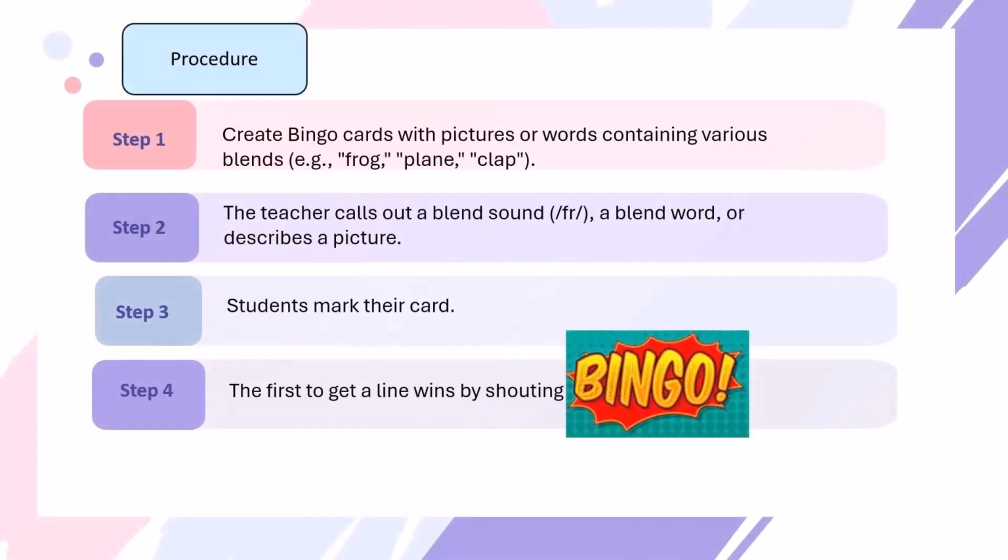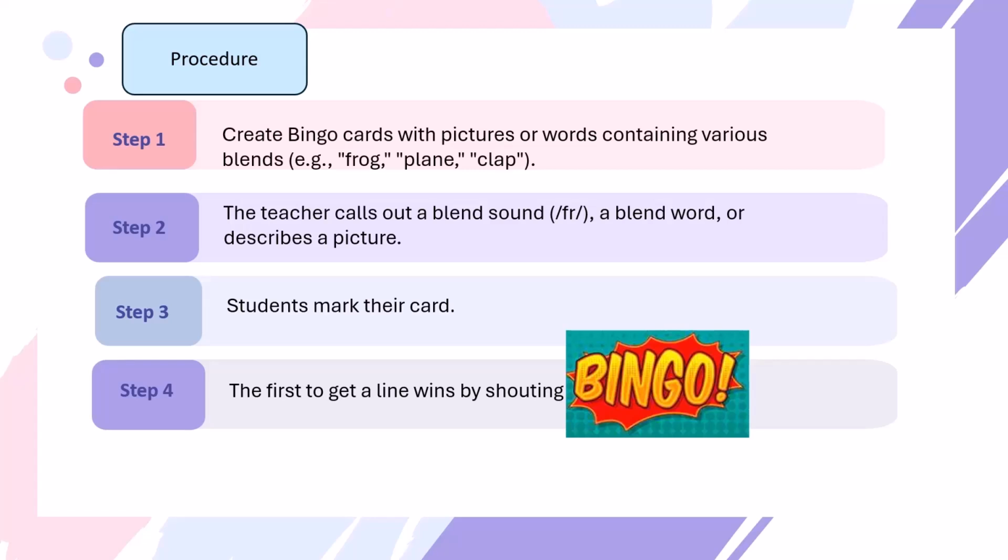How do we do this? Step 1 is to create bingo cards with pictures or words containing various blends. Examples like frog, plane, clap can be used. Step 2, the teacher calls out a blend sound. Here, it can either be you who is calling or a student volunteer who picks out the chit. The blend word can be called out, or you can describe the picture to bring in variety.